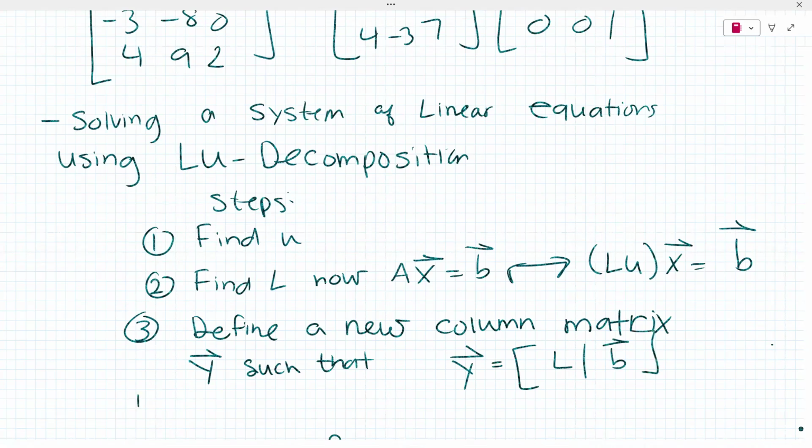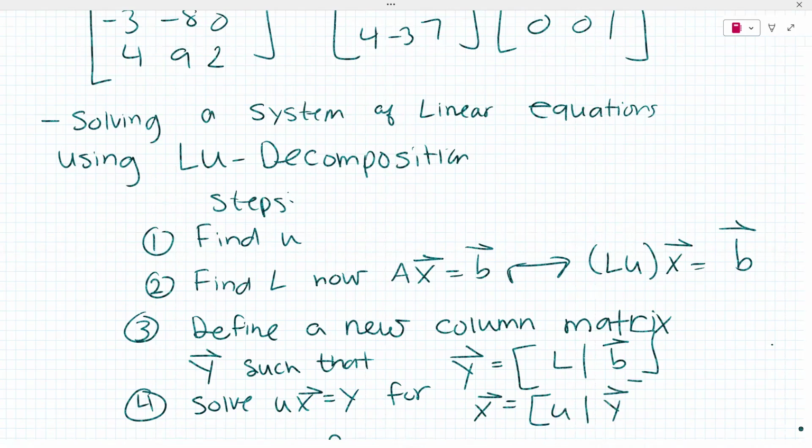And then step 4, solve U times vector x equals y, or vector x is equal to matrix U augmented with vector y. Okay, so what does that mean? Let's do an example.